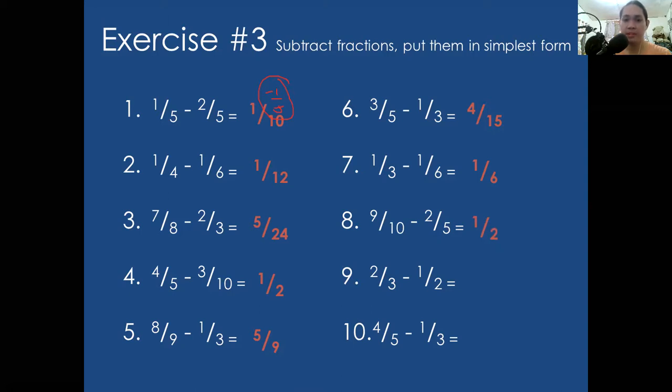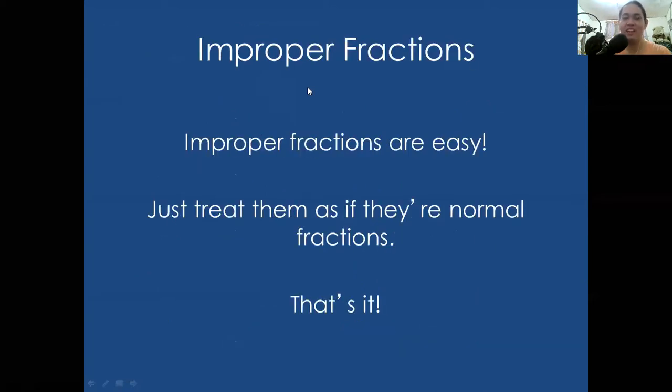For number 9, the LCD is 6. So that gives you 1 over 6. And for number 10, the LCD is 15. And that gives you 7 over 15. So I hope you'll be able to understand and grasp the concept about adding and subtracting similar and dissimilar fractions. It's easy, right? Now let's go over improper fractions.